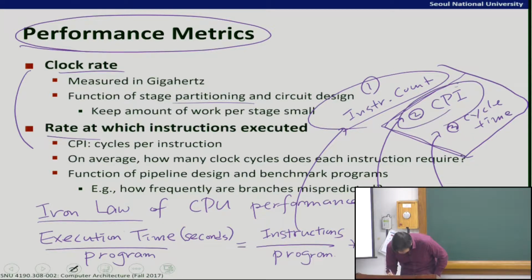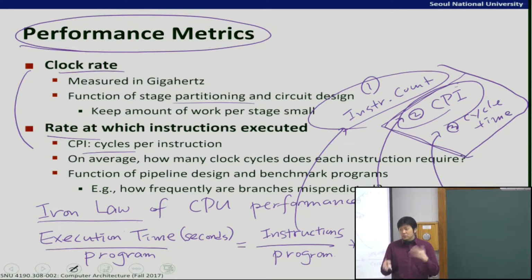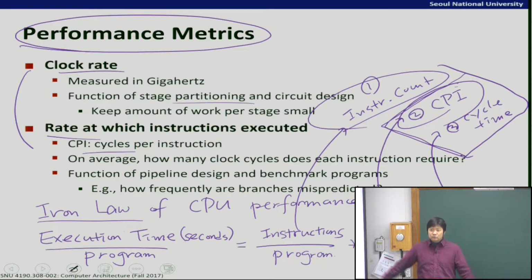The second thing we can reduce is called CPI. CPI is cycles per instruction. CPI is a measure of how many clock cycles each instruction requires. It's a function of pipeline design and benchmark programs. For example, how frequently branches are mispredicted, and how many load-use hazards there are. All these things affect the CPI. So in other words, CPI is a characteristic of the program and, of course, the architecture, the pipeline design, right? But CPI depends on the program itself. Some programs have higher CPI, some programs have lower CPI, depending on the instruction mix and the order of instructions, because some programs cause more hazards than others. In that case, that has higher CPI on average, and so on.